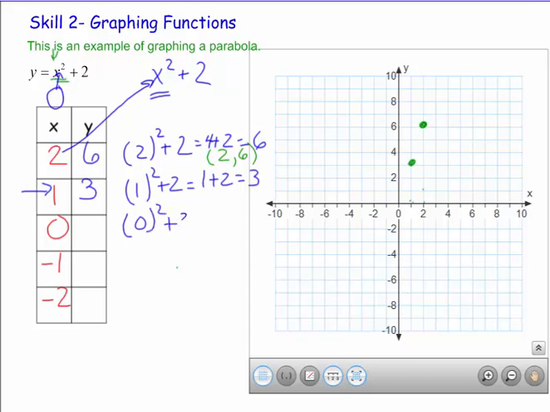Continue on, substituting in. First you square, then you add. Plot your point, 0, 2, over 0, up 2. Remember, this is supposed to be a U. We don't have a U shape yet, so let's keep on going.